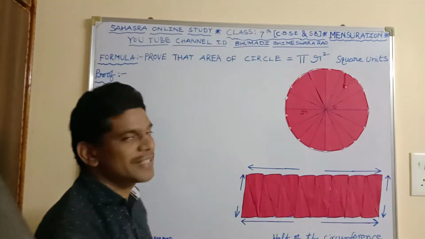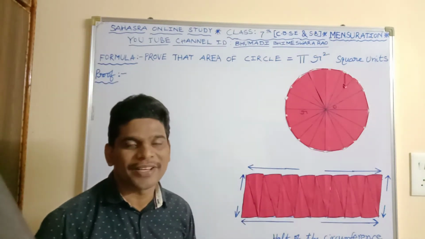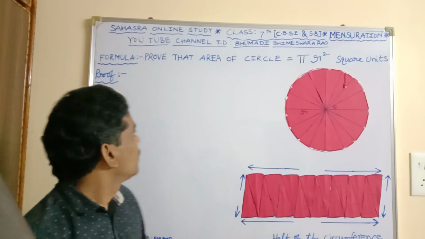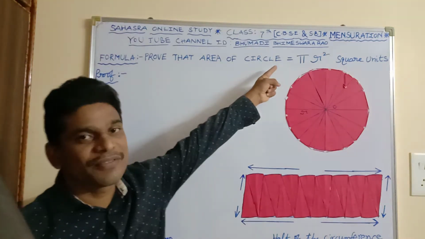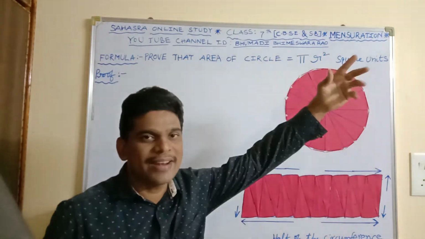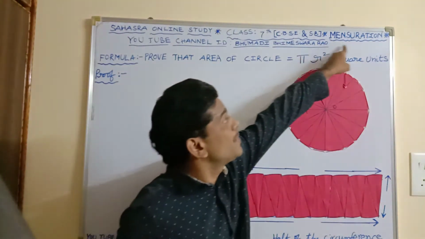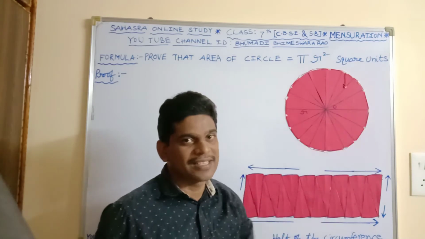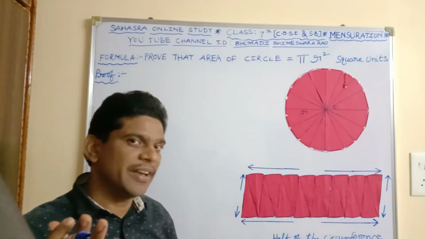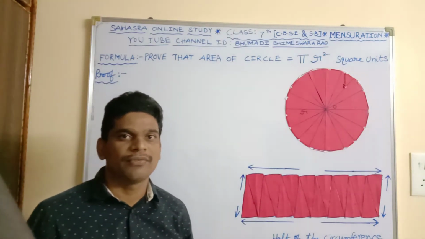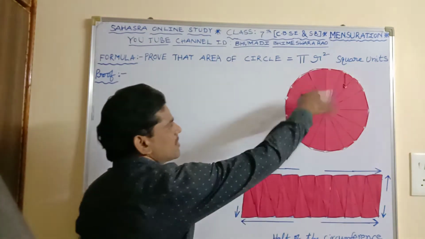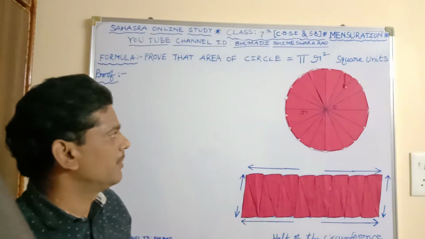Today I am going to discuss mensuration. In mensuration, we prove that the area of a circle equals pi r square units. Before that, what is mensuration? The subject of finding areas and volumes of geometrical figures is called mensuration.